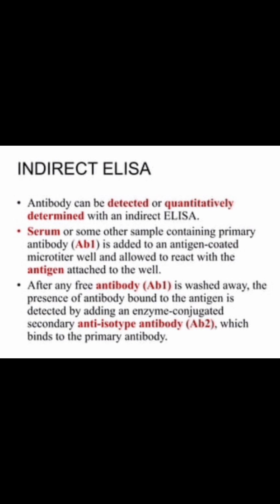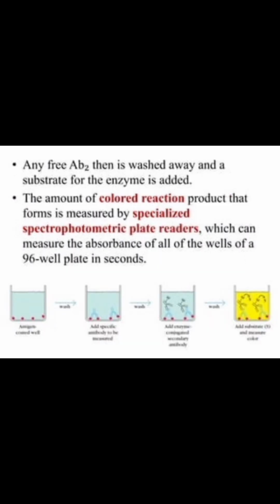The unbound antibody is washed away, and the presence of antigen-bound antibody will be seen. The amount of colored reaction product that forms is measured by specialized spectrophotometric plate readers, which can measure the absorbance of all 96 wells of a plate. The yellow colored product indicates the presence of antibodies in the sample.